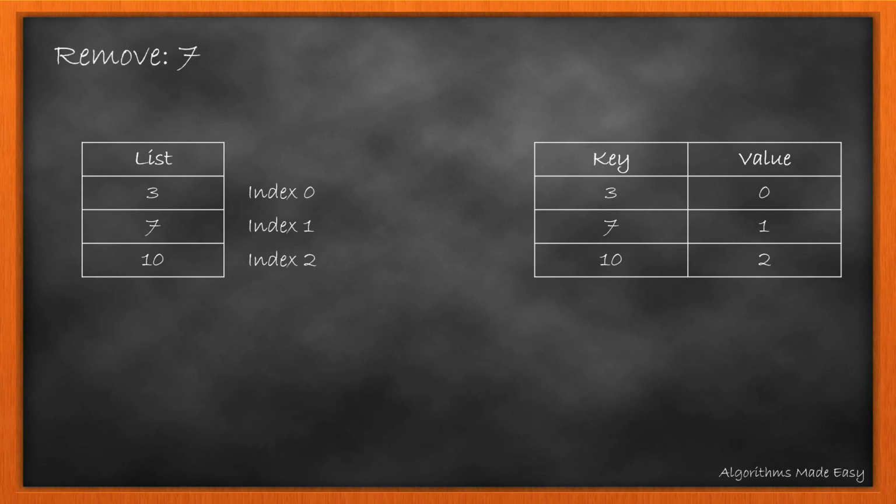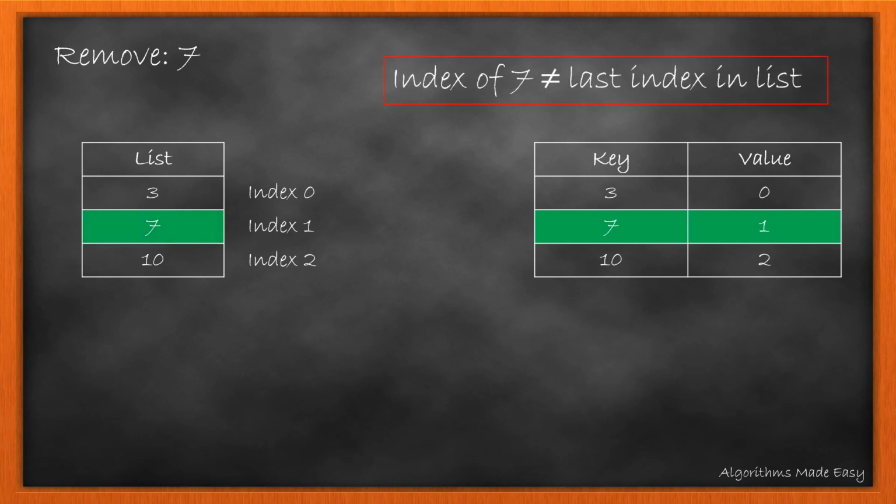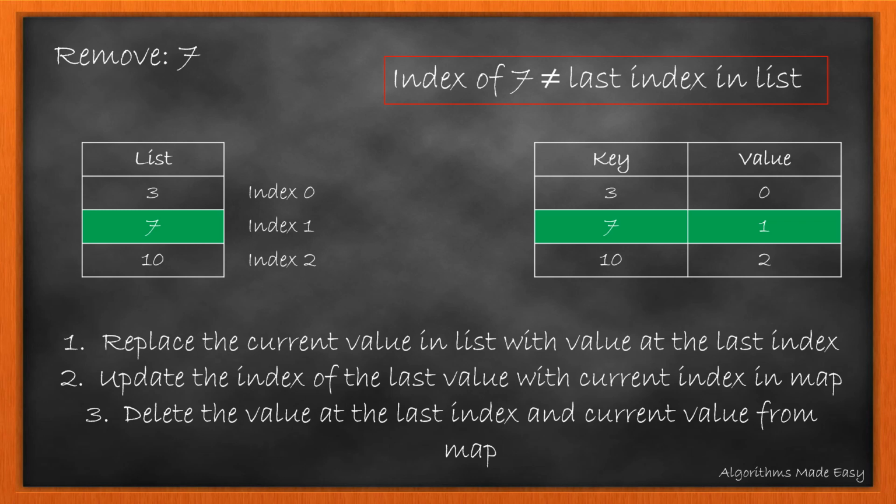Now, what if the element to be deleted is 7? As the value in the map is 1, we know that it is not the last element. So we will follow these steps. These steps do nothing but replace the current value with the last element in the list and update the index of the last element with the current index in the map. This is done so that the list and map have index values in sync.